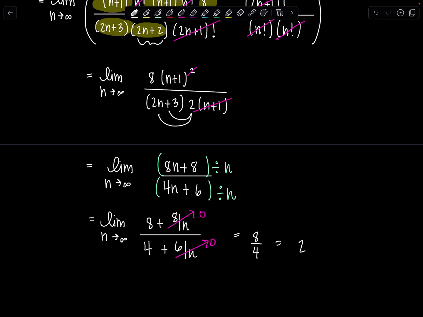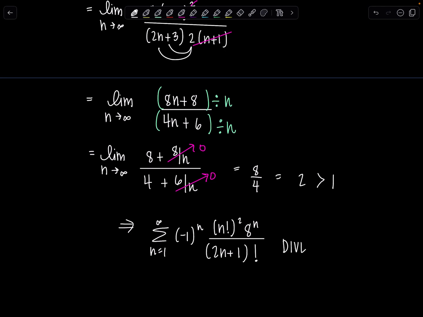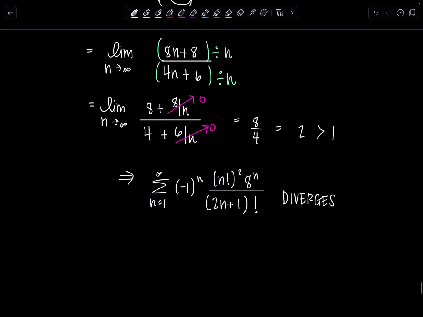That's 2. And what's important about the fact that the limit was 2? Well, I always have to state that this is greater than 1, right? Whenever we use the ratio test, we compare the value of the limit to 1. So make sure you include this inequality here as part of your solution. And then that tells me that the original sum, n equals 1 to infinity, negative 1 to the n factorial squared times 8n over 2n plus 1 factorial diverges by the ratio test. Did you get it? Okay, good.